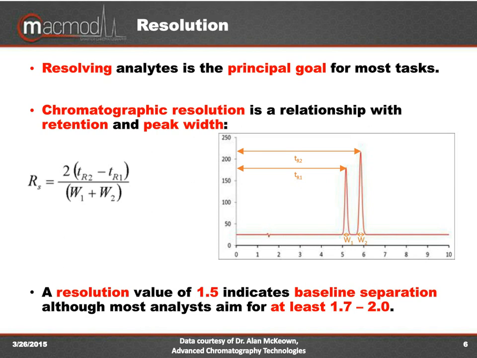In general, a resolution value of 1.5 indicates baseline resolution for 2 equal-size peaks, but most people who are doing method development shoot for 1.7 to 2.0 as a minimum, so that there's some leeway as the column ages and you can get more lifetime out of your column. The resolution equation is given on the left side of the slide, where you see that the retention time difference times 2 divided by the peak width sum is the value you get for resolution.